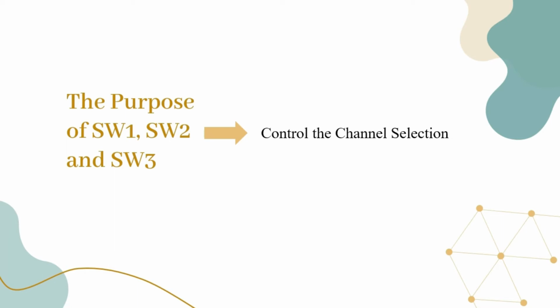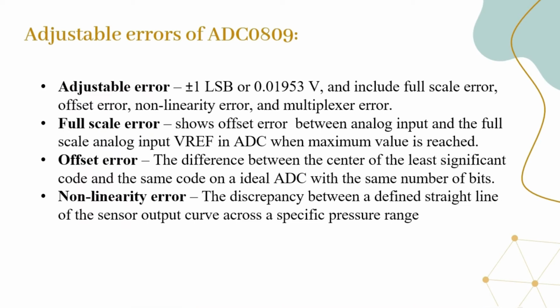The purpose of SW1, SW2, and SW3 is to control the channel selection. And the adjustable errors of ADC 0809, where first, adjustable error is plus minus 1 LSB or 0.01953 volt and includes full-scale error, offset error, nonlinearity error, and multiplexer error. Second, full-scale error, where it shows the offset error between the analog input and the full-scale analog input VREF in ADC when maximum value is reached.